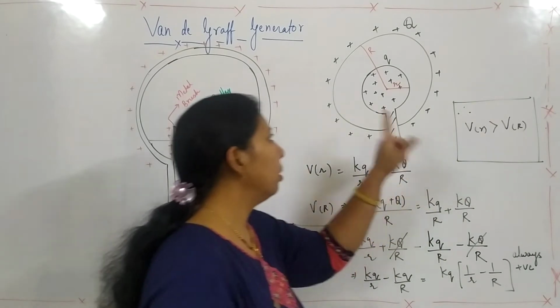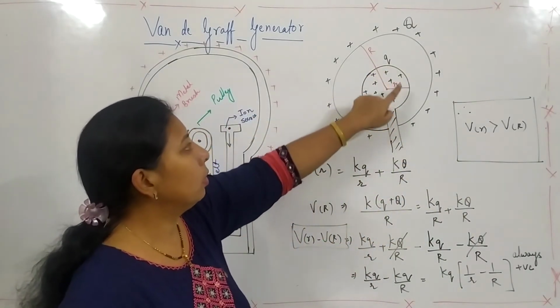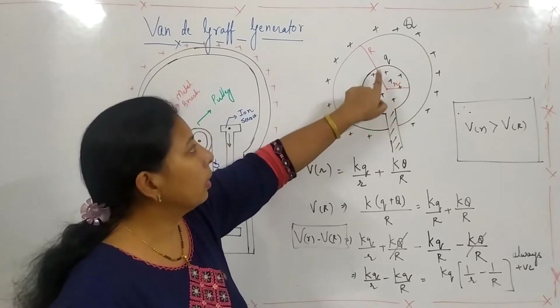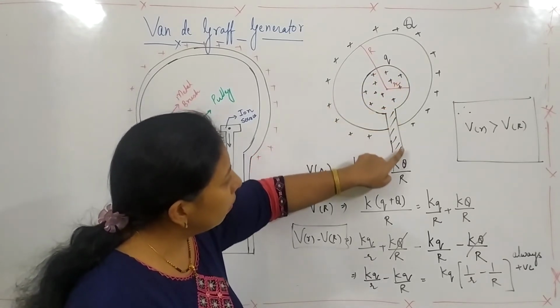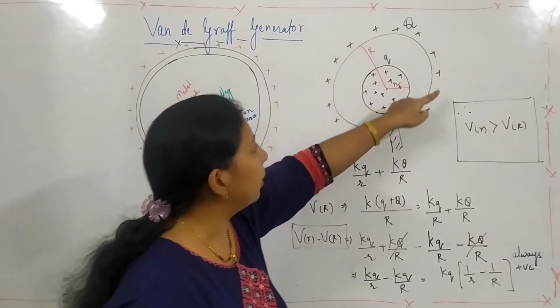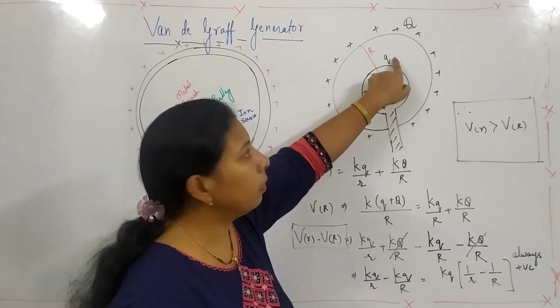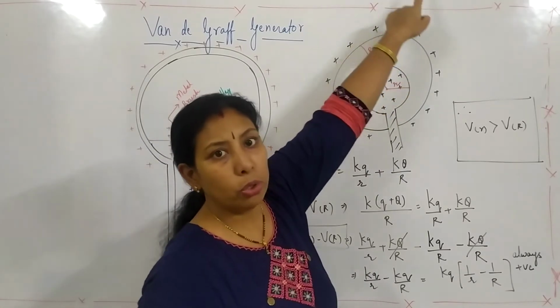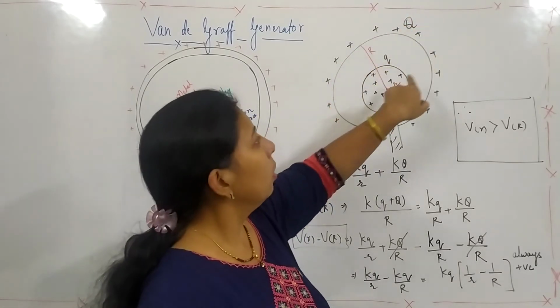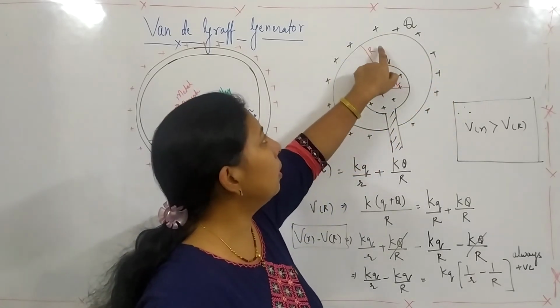Now come to this side. See, we have one inner sphere and we have a charge on this, right? This is all a non-conducting sphere and it is connected with an insulated stand. And we have a conductor sphere outside, right? What happens? The charge on the inner one is a small q and the charge on the outer one is capital Q. The radius of the inner sphere is small r and that of the outer sphere is capital R.